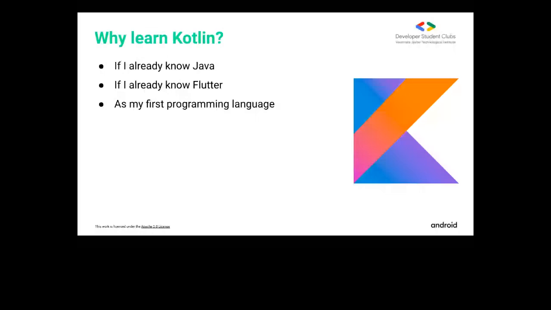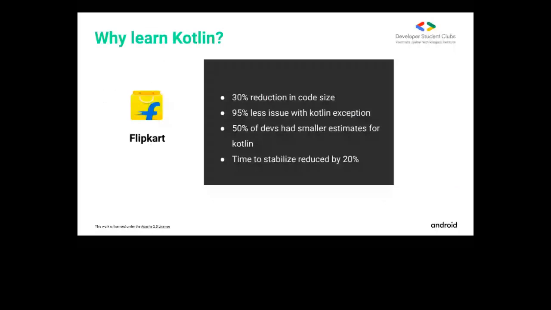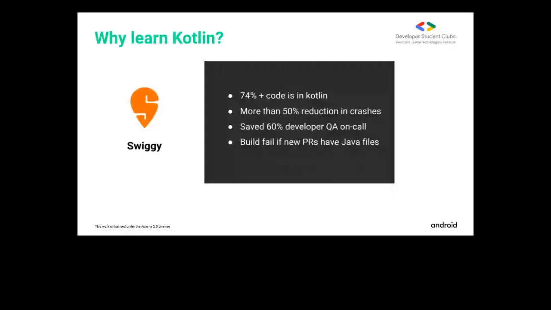Okay. There are some success stories as well. Flipkart reduced its code size by 30%. As I said before, if you have to solve the same problem, Kotlin will do it within fewer lines of code as compared to Java. And even the time to stabilize was reduced by 20%. Similarly, Swiggy reduced its code by 40% and saw more than a 50% reduction in crashes.